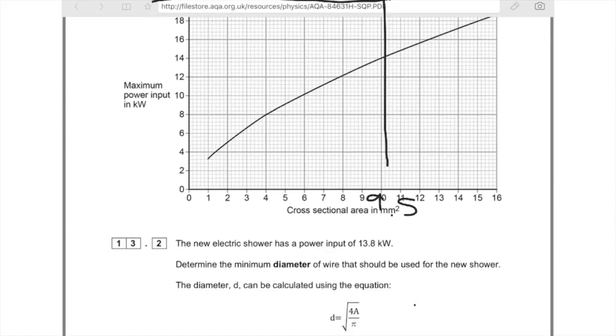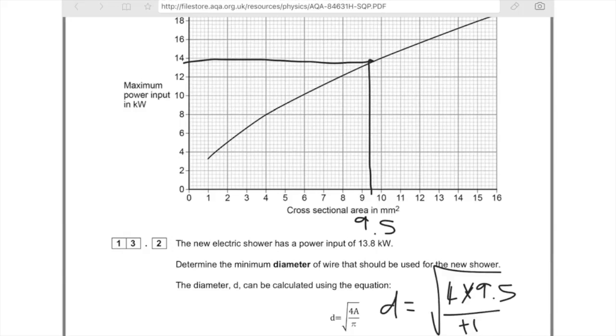We're looking for D, so we're just going to write D equals 4 times that number we've pulled off the graph. Oh, my phone's driving me mad. So 4 times 9.5, which we pulled off the graph, divided by pi. And then when you pop that into your calculator, you should get... Where is my calculator? So yeah, I popped that into my calculator and I got a value which is 3.5, which fits in the answers that they're allowing, so that's good.